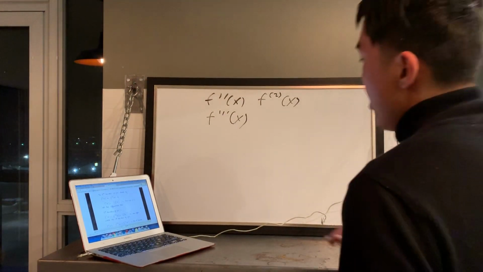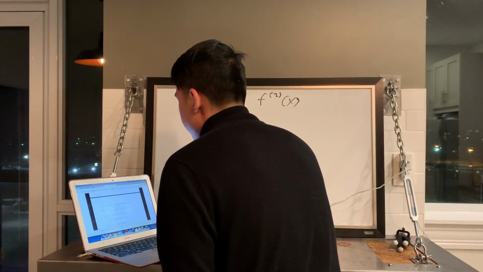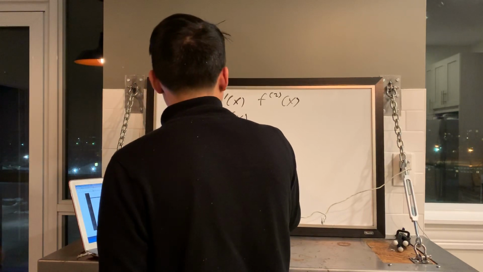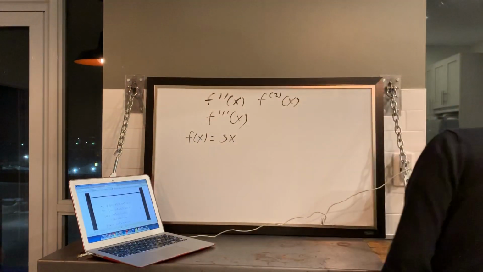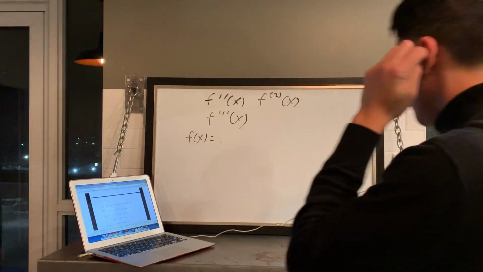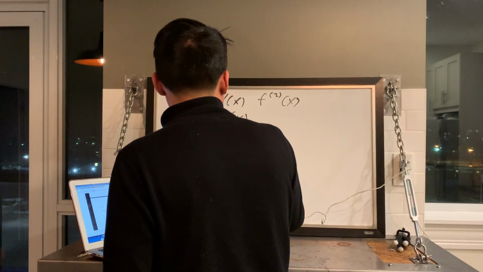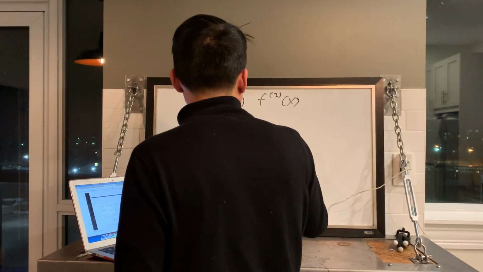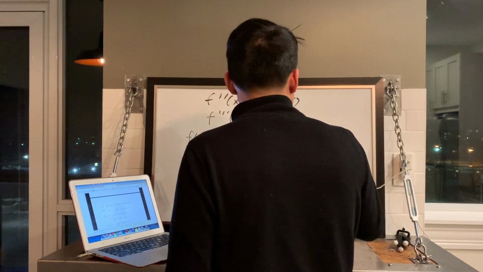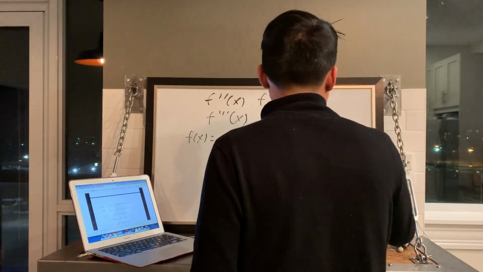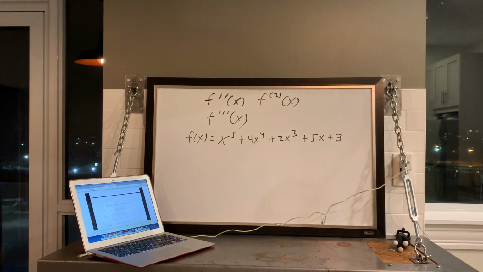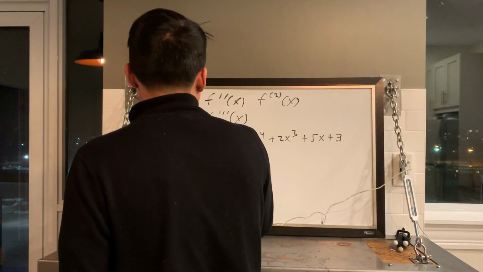Nothing too crazy. So if f of x is equal to x to the 5 plus 4x to the 4 plus 2x cubed plus 5x plus 3, right? F prime of x is easy. We've done that before, just the basic power rule, right?